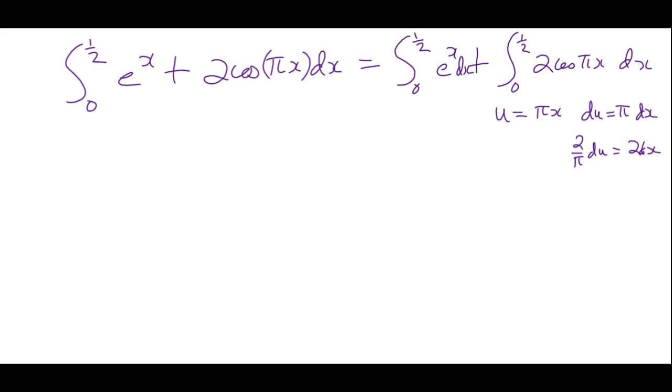Now 2 over pi is a constant, right? So that's good. We'll just pull it out front. But wait a sec. We don't want to touch the bounds of integration here because we're just leaving this as x, right? We know the integral of e to the x, so that's easy. But we do have to change the bounds of integration here, right? So when x equals 0, what's u? That's pretty easy, pi x, so that's 0. And when x equals 1/2, u is pi over 2.